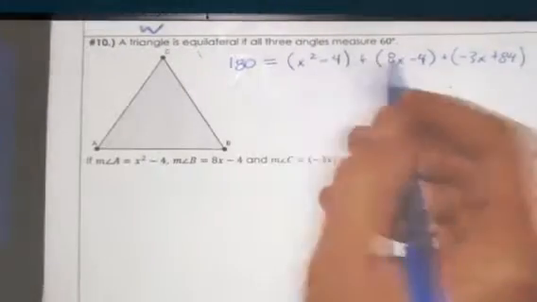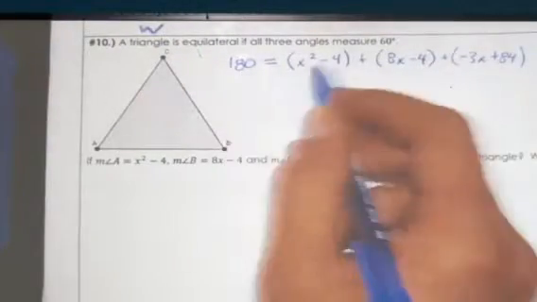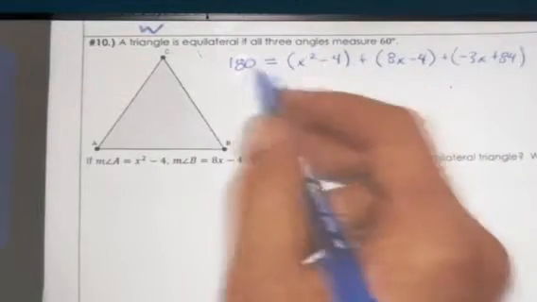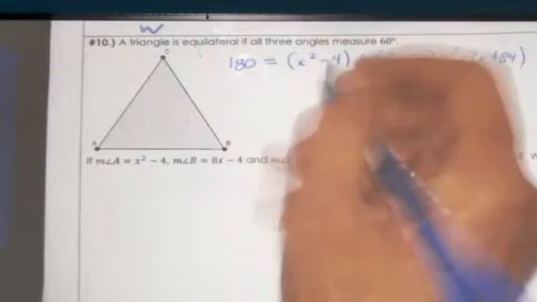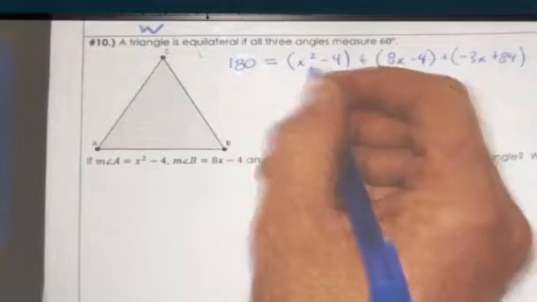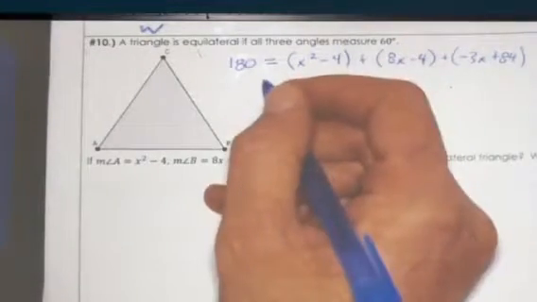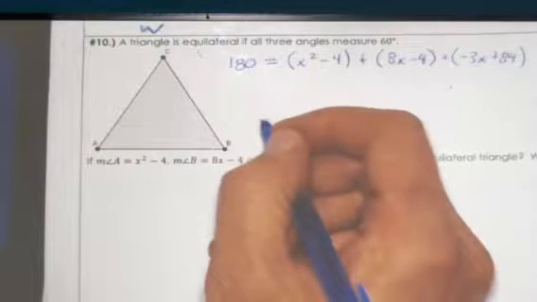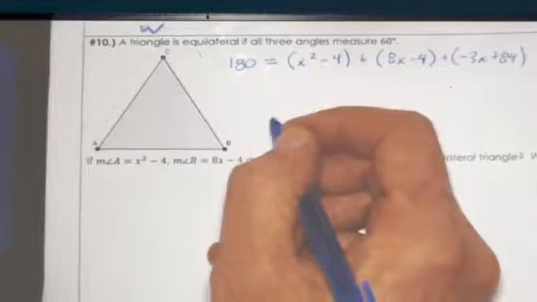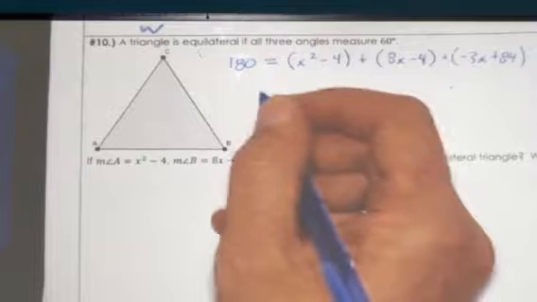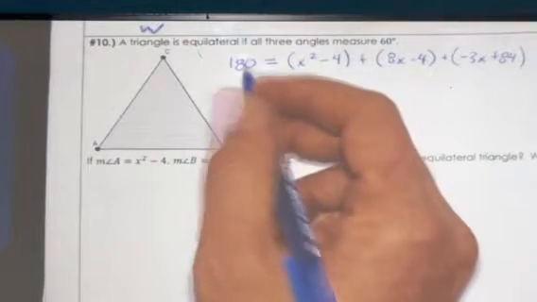So we add the three angles, and those three angles sum to equal 180 because all of the angles in a triangle sum to 180. Okay, so you can see we're going to deal with a quadratic. So we're going to need to put this in standard form. We're going to have it equal to 0 in order to try to solve it by factoring. If you were trying to solve using the quadratic formula, you would also need it equal to 0.